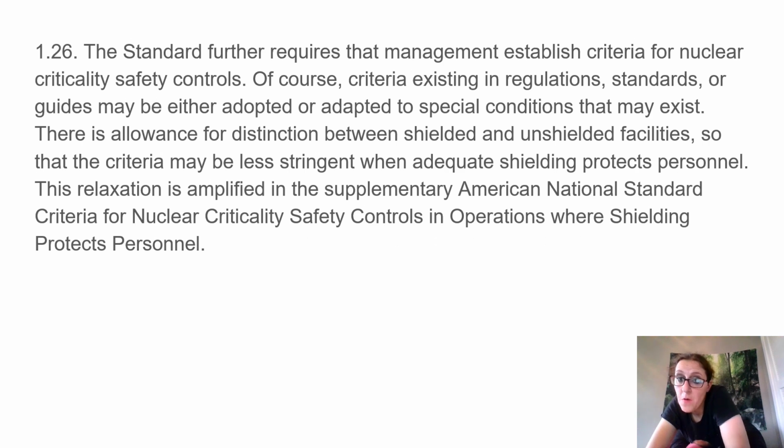The standard further requires that management establish criteria for nuclear criticality safety controls. Of course, criteria existing in regulations, standards, or guides may be either adopted or adapted to special conditions that may exist. There is allowance for distinction between shielded and unshielded facilities, so that the criteria may be less stringent when adequate shielding protects personnel. This relaxation is amplified in the supplementary American National Standard criteria for nuclear criticality safety controls in operations where shielding protects personnel.